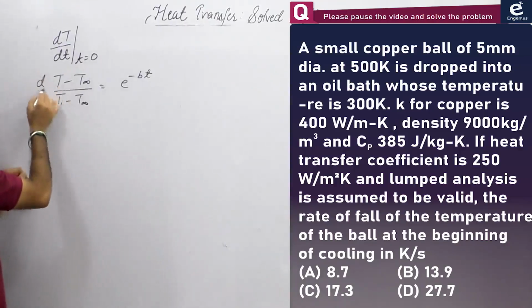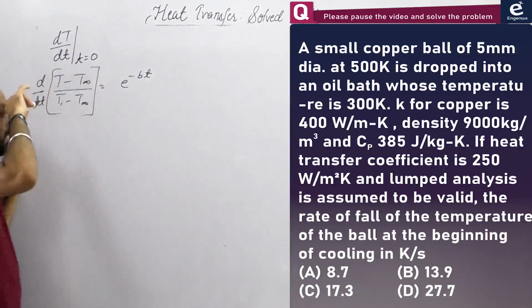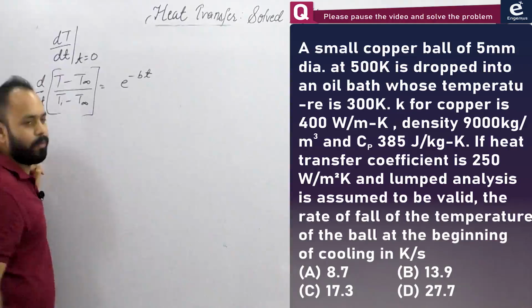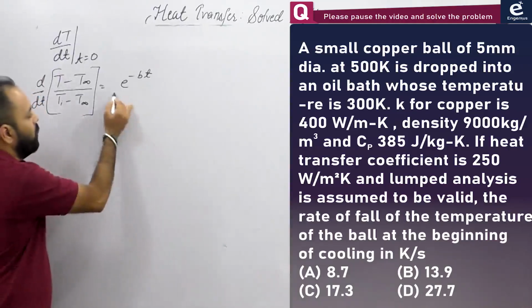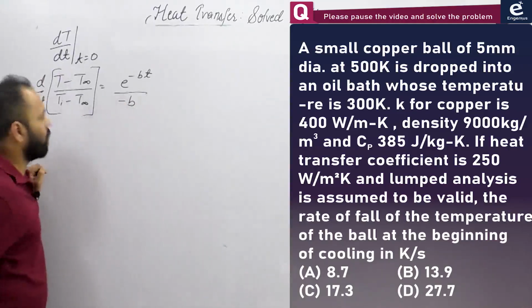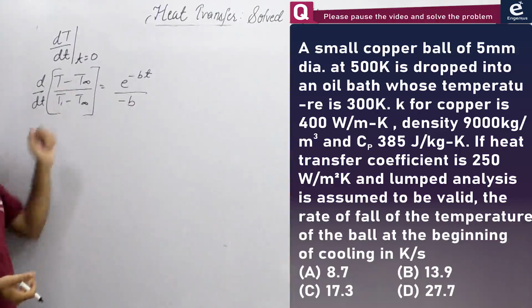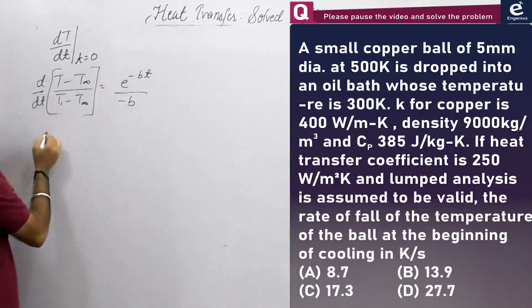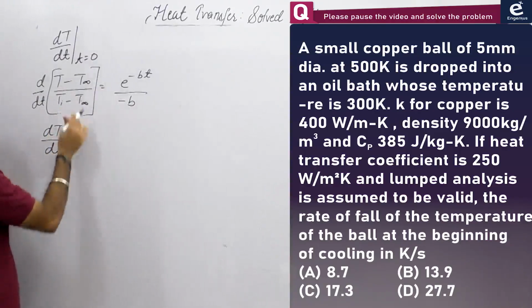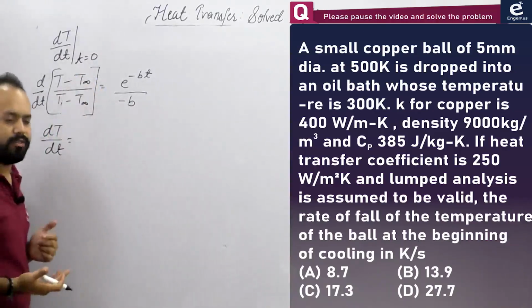If you differentiate this expression with respect to time, correct. What is the differentiation of e raised to power minus bt? It is e raised to power minus bt divided by minus b. They are asking us dT by dt. You know, dT by dt or d of (T minus T infinity) by dt, they are the same because T infinity is constant. But this has to be multiplied.